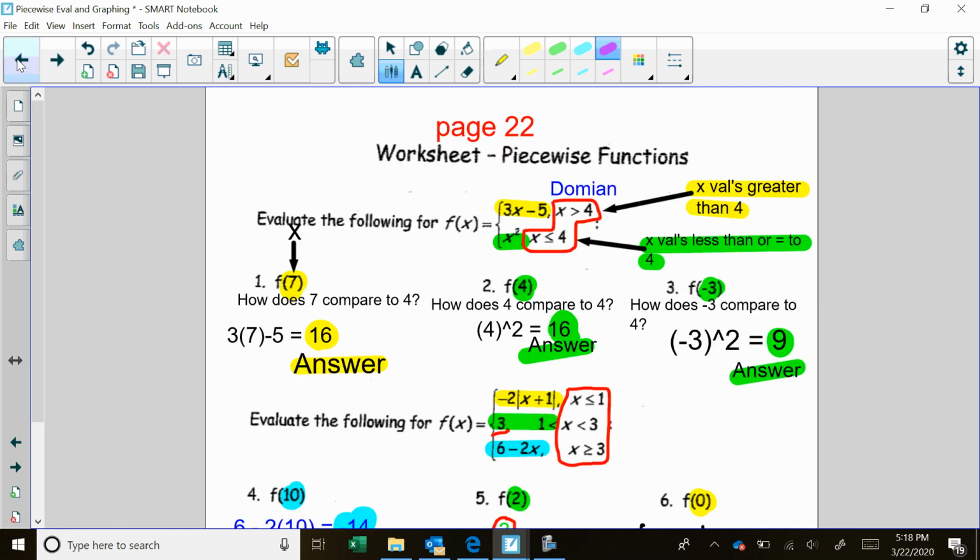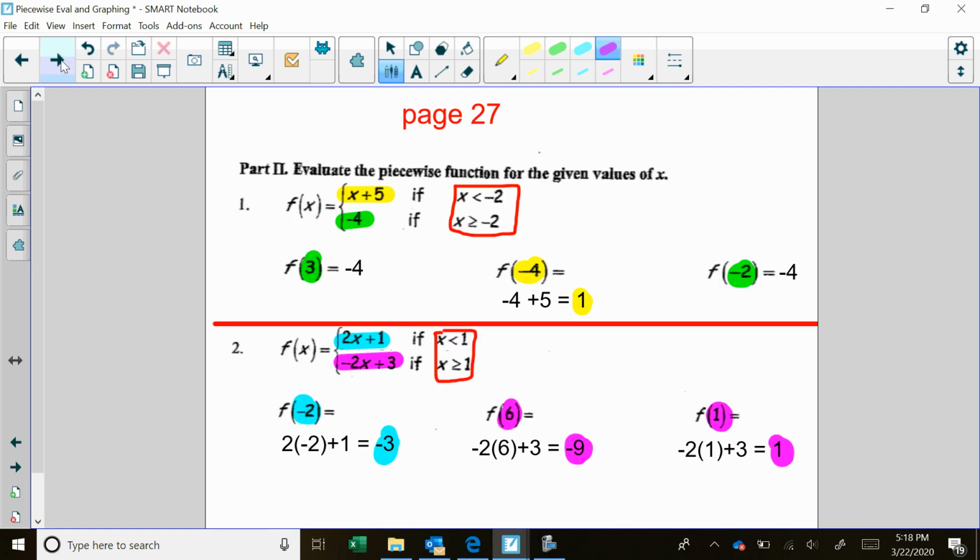So that is evaluating piecewise functions. Look for the domain. The domain is going to tell you which part of the equation to plug it into. The number that's inside the parentheses is your x value right here. And at that point, you're plugging and chugging. 7 goes into the x value. 3 times 7, 21, minus 5, 16. So you're plugging and chugging once you decide which function to plug it into.